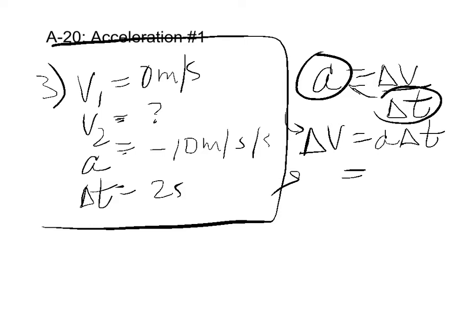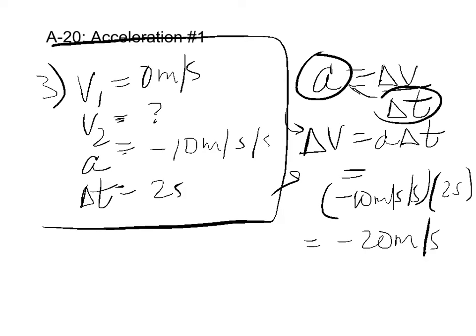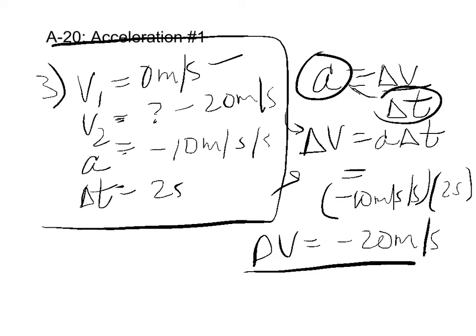So acceleration is minus 10 meters per second per second. Put that in there. t is 2 seconds. And we get a final answer that my change in velocity is minus 20 meters per second. So the story is that if I started with 0 meters per second and I change it by minus 20 meters per second, my final velocity has got to be minus 20 meters per second. Okay, so anyway, that's an indication of how much work you should be showing on your homework.